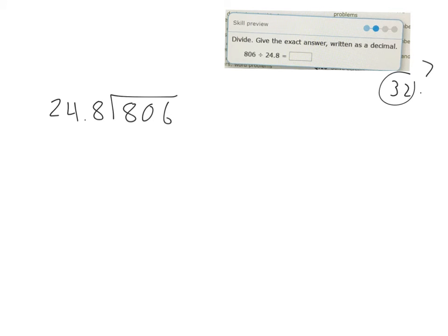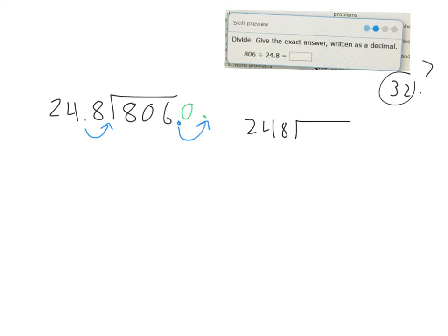Okay, but first thing we need to do before we start our traditional algorithm is get that decimal out of our divisor. So I am going to move it over one place. I'm going to take the invisible decimal here and move that over one place, adding a 0 and making a new decimal there. I'm going to rewrite the question.